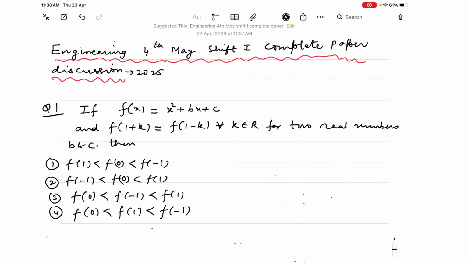Now in this video I am going to discuss the Telangana Engineering Entrance Paper of 4th May, that is Shift 1 of year 2025. It was a very typical paper.